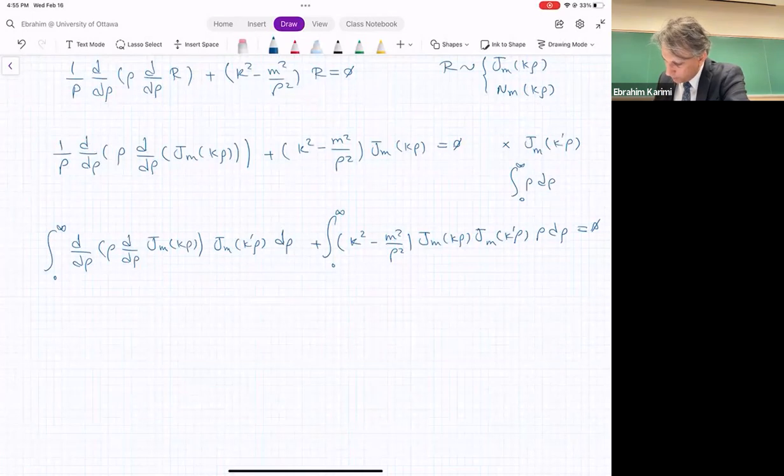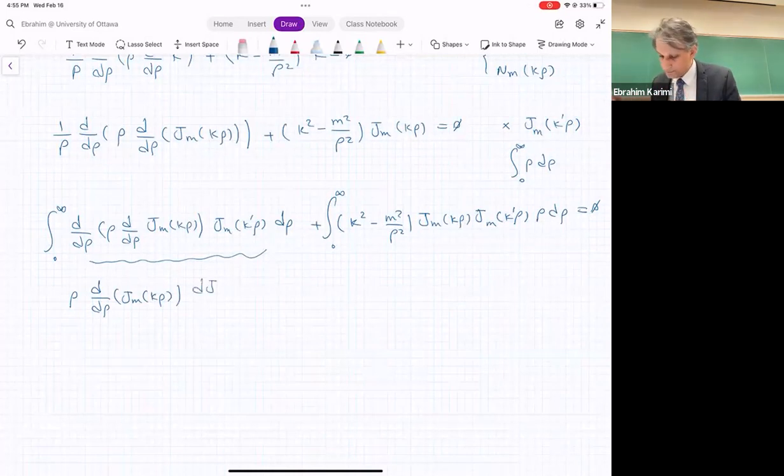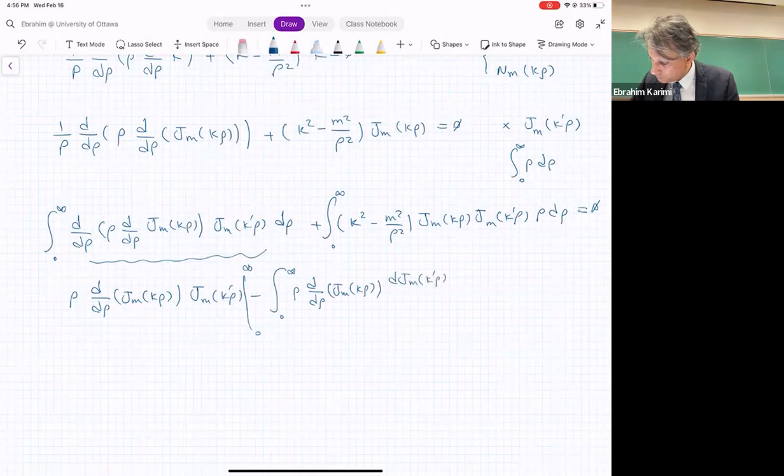So let's use integration by parts here. That will be the integral of rho d rho of Jm(K rho) times d Jm(K' rho), u v, Jm of K' rho, minus the integral from 0 to infinity of rho d rho of Jm(K rho) d Jm(K' rho) divided by d rho.